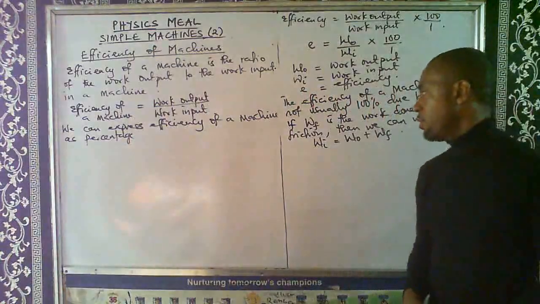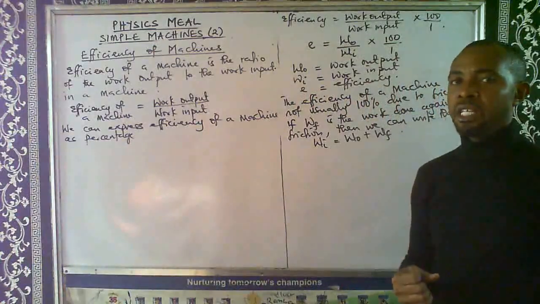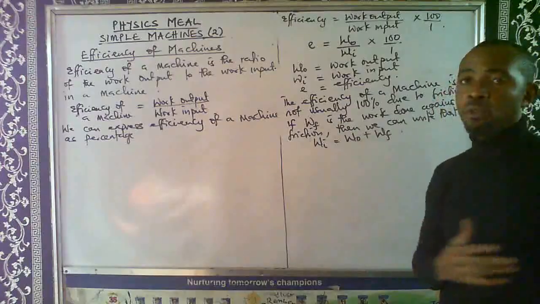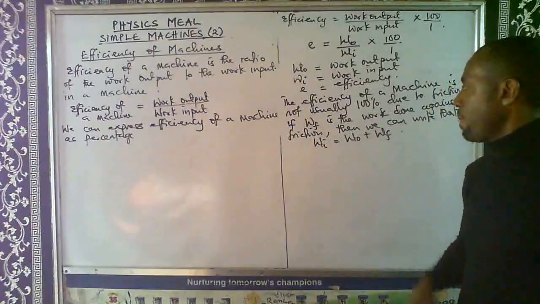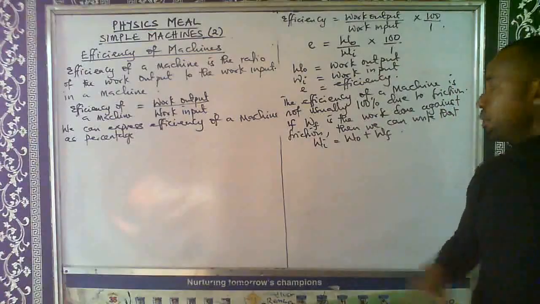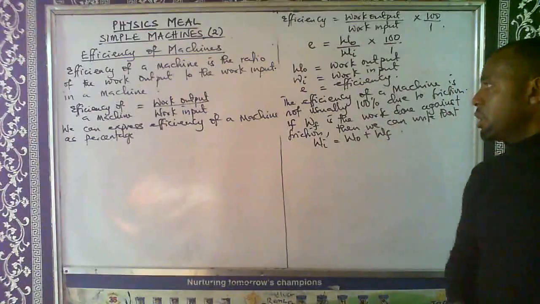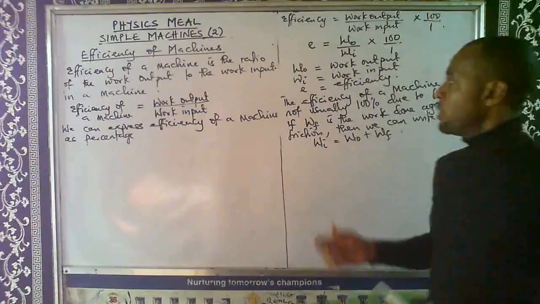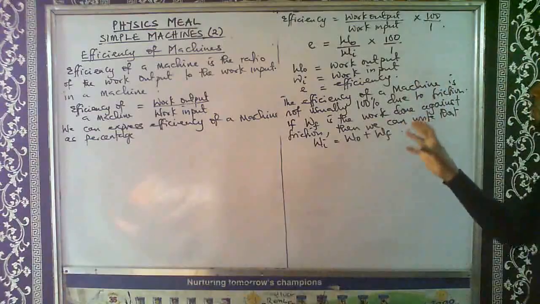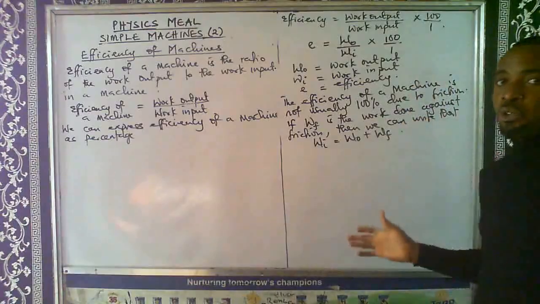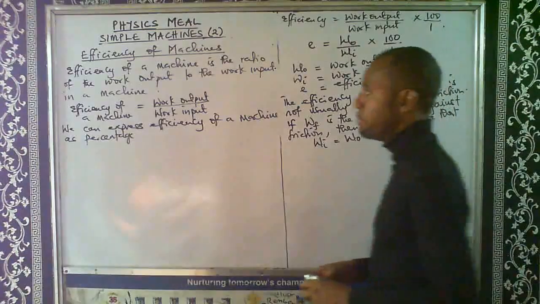Very important, because in some cases we will be given the work done against friction. And in order to get the work input before we start off our calculation, we must first of all add the work output and the work done against what? Against friction. So we have various expressions now. We are still going to come back before we start our calculations to look at all these expressions. Just take note of them.